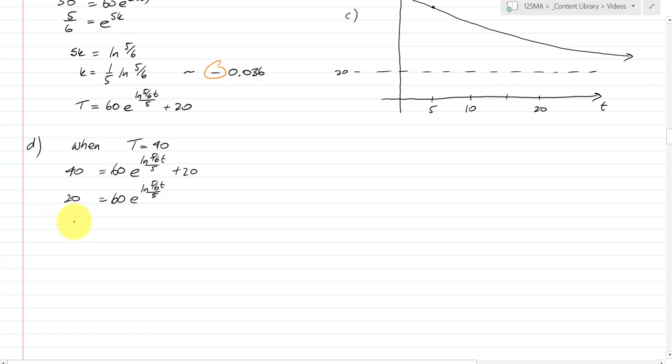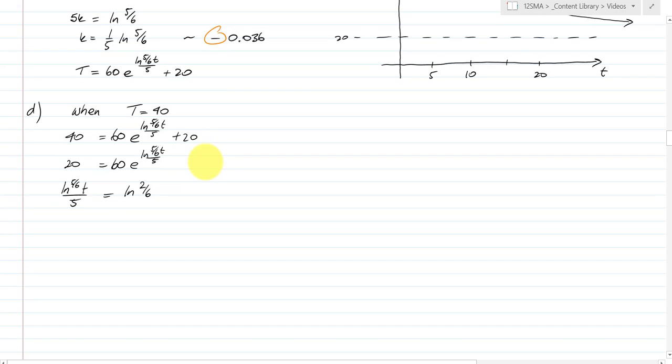And then I get a double rearrangement. I get log 5/6 t on 5, that's not inside the log, is equal to the natural log of 2 over 6. And that gives me t. I do that rearrangement again, and I get a t value of 30.52 minutes.